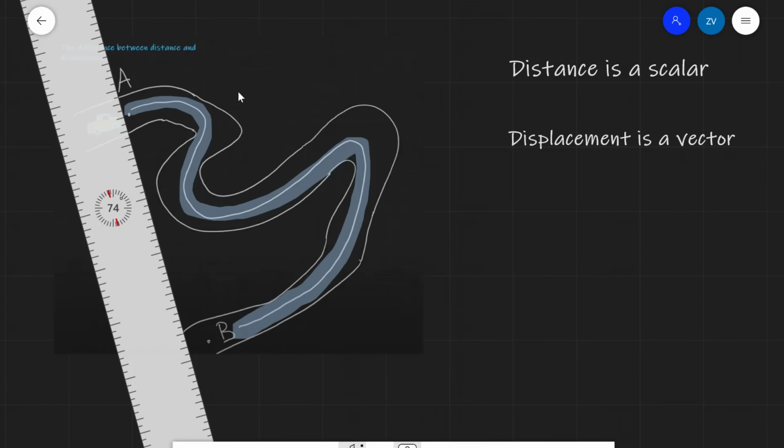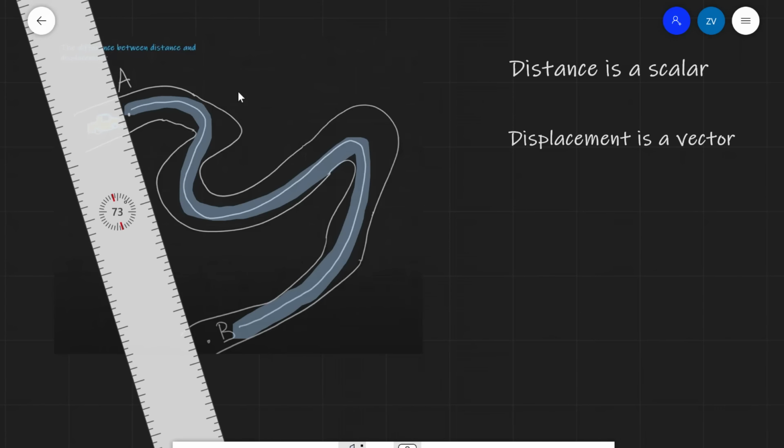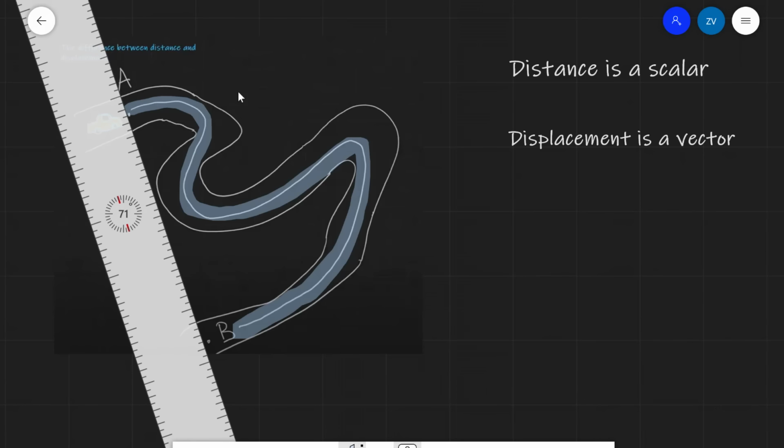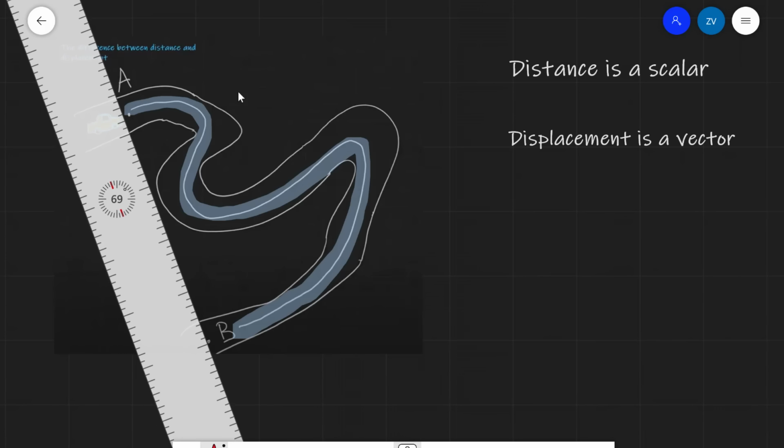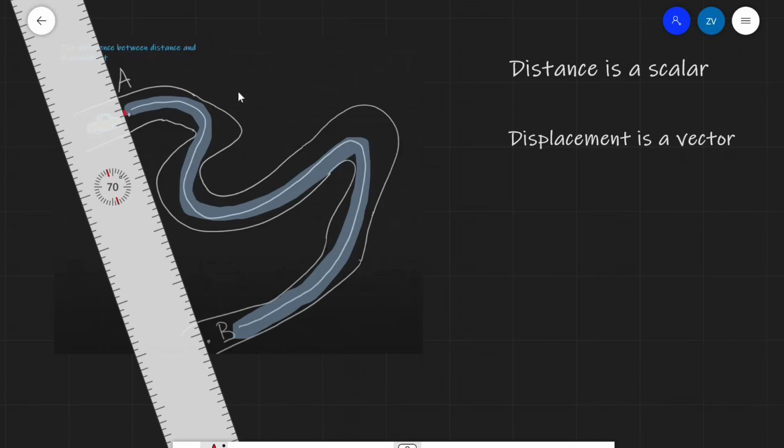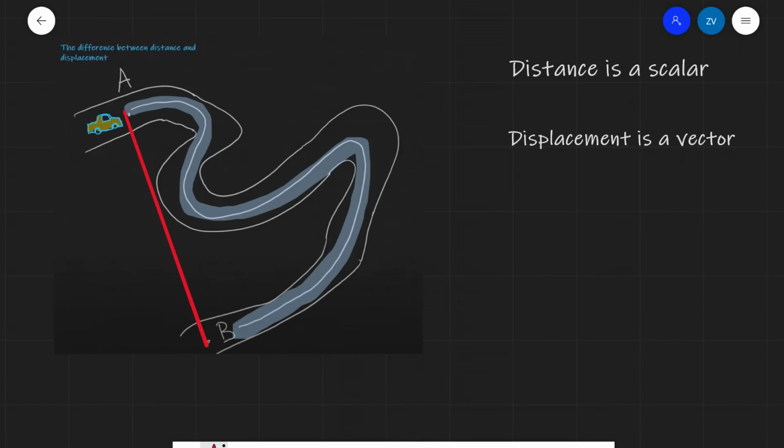So for instance, the overall distance between A and B will be given by the length of the path between them. Let's see if we can draw this relatively accurately. So the displacement will be given by the length of this red line over here, whereas the distance will be the length of this path.